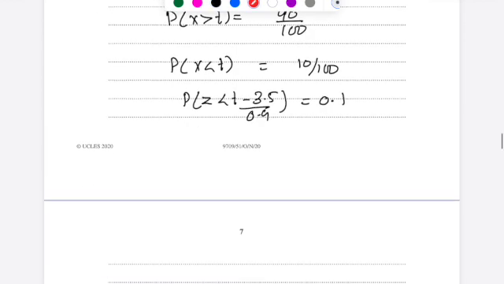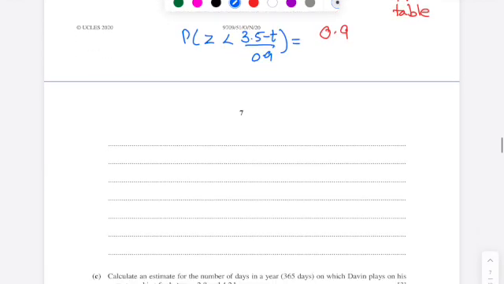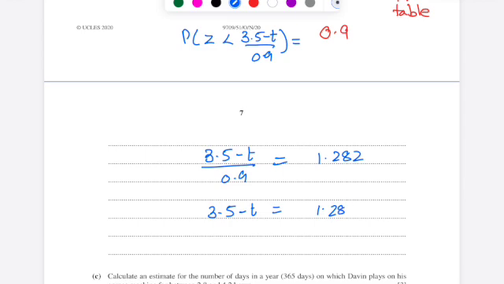But this value will not be there in the table. So if it is not in the table, subtract from 1, then swap this one. So it becomes probability of z less than (3.5 minus t) by 0.9 equals 0.9. Now (3.5 minus t) by 0.9, from the table, will become 1.282. So 3.5 minus t equals 1.282 times 0.9. This gives me t value as 3.5 minus 1.282 times 0.9, which is 2.35.